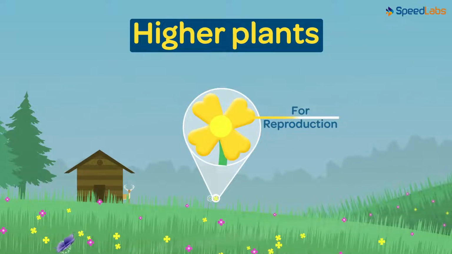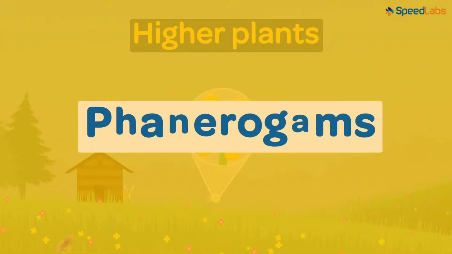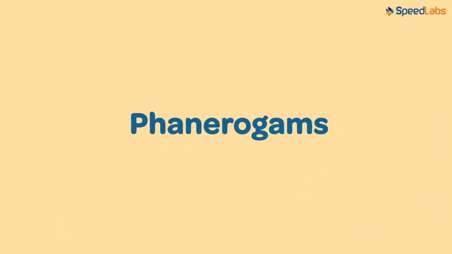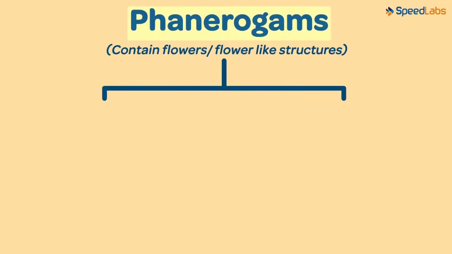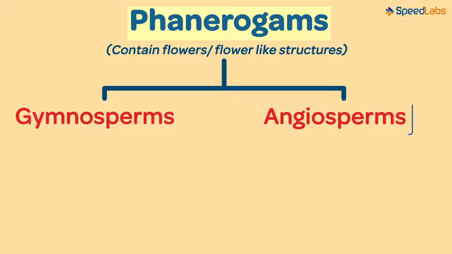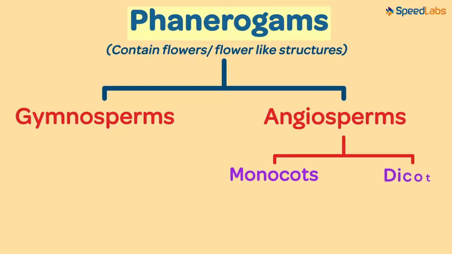The higher plants which carry out sexual reproduction are grouped in one family called the phanerogams. In this video, let's have a look at this family. In contrast to cryptogams, which are non-flowering plants, the phanerogams contain flowers or at least flower-like structures that are meant for sexual reproduction. Phanerogams are further divided into two major subtypes: Gymnosperms and Angiosperms. And the Angiosperms are further divided into two classes, monocots and dicots.